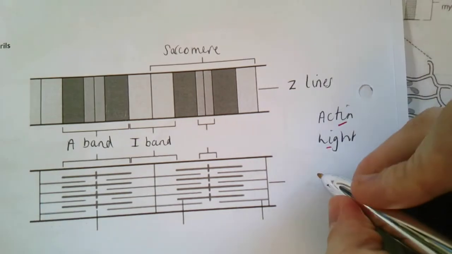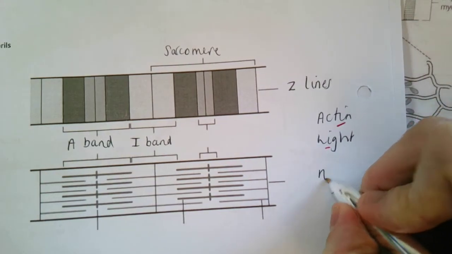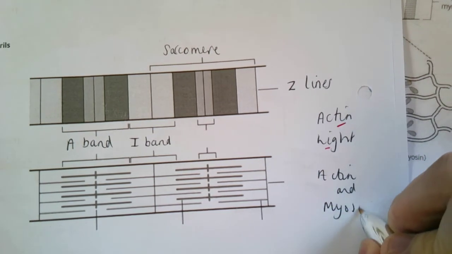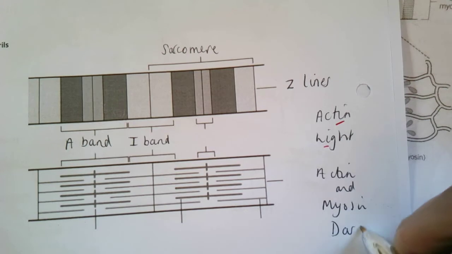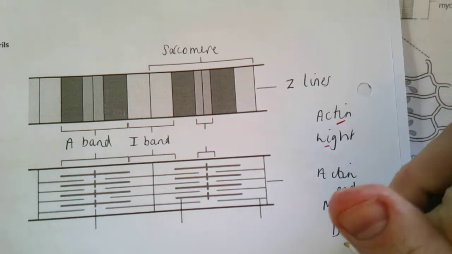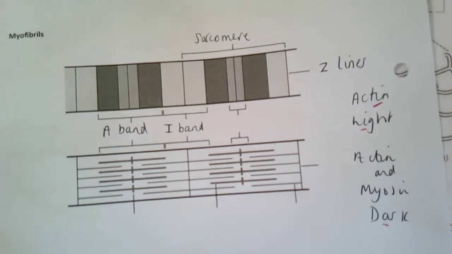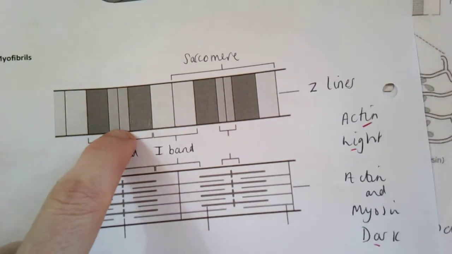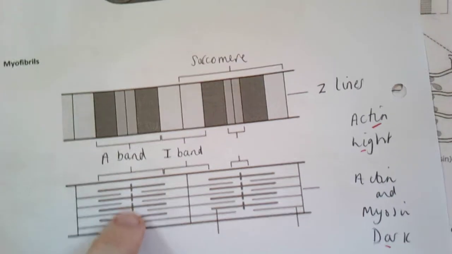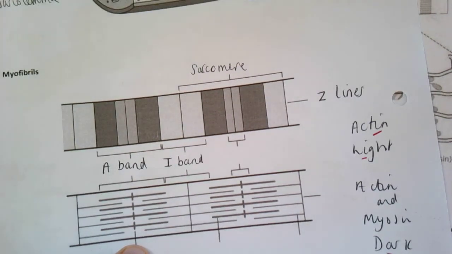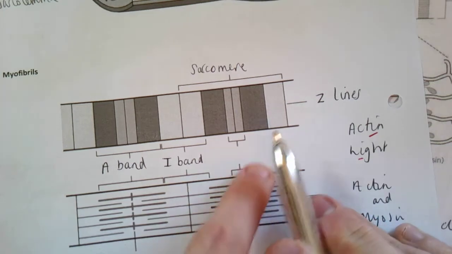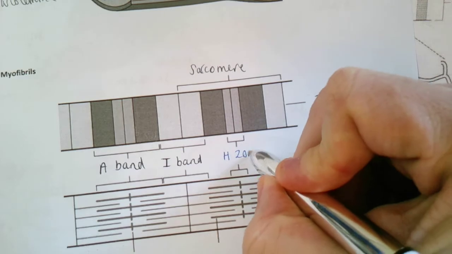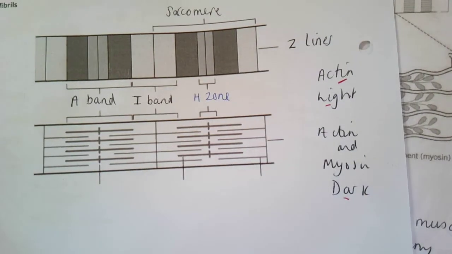So the A band has got the actin and myosin overlapping, and it's dark, and the second letter is A, so it's dark. Now, in the middle of an A band, you've got this area where there's just myosin. We call that the H zone. So here is the H zone, and in the H zone, you've just got myosin.